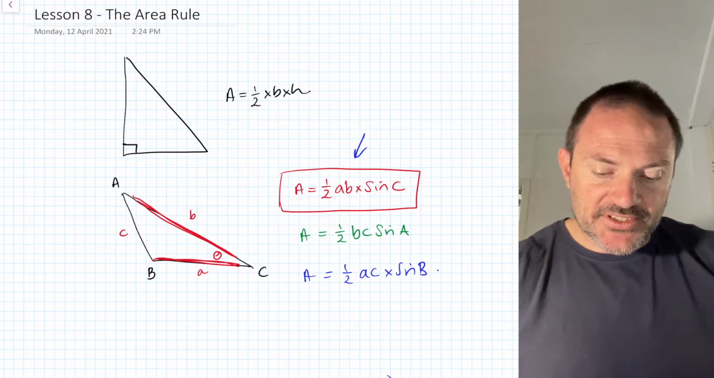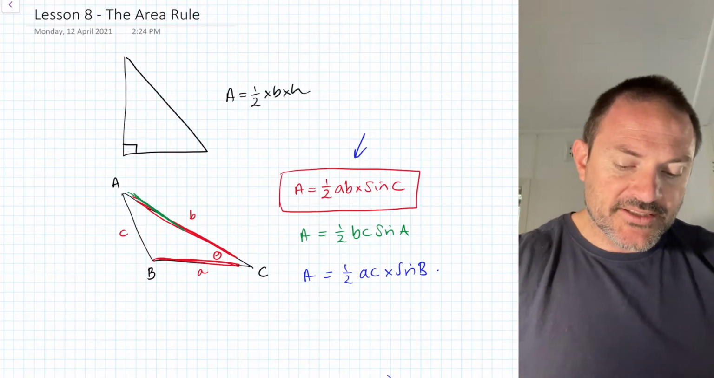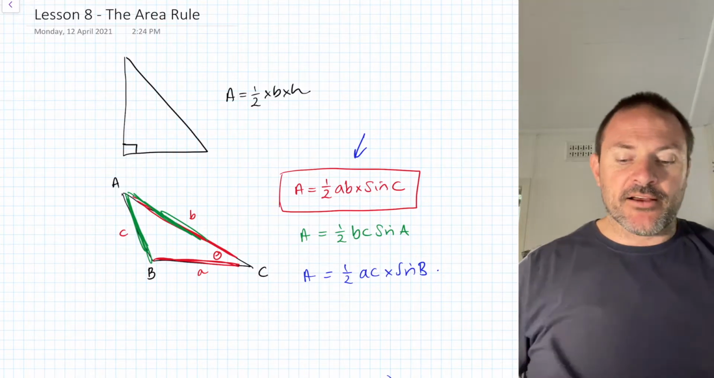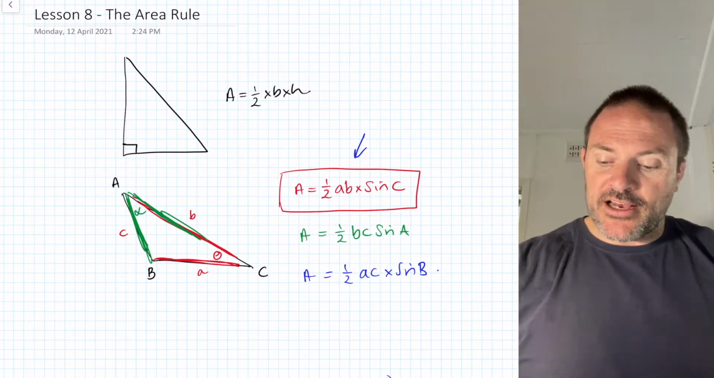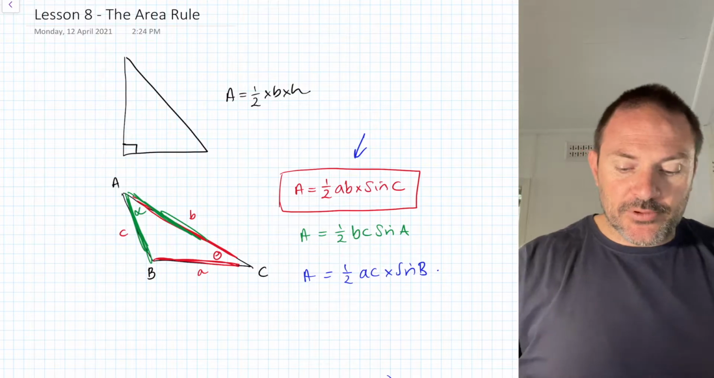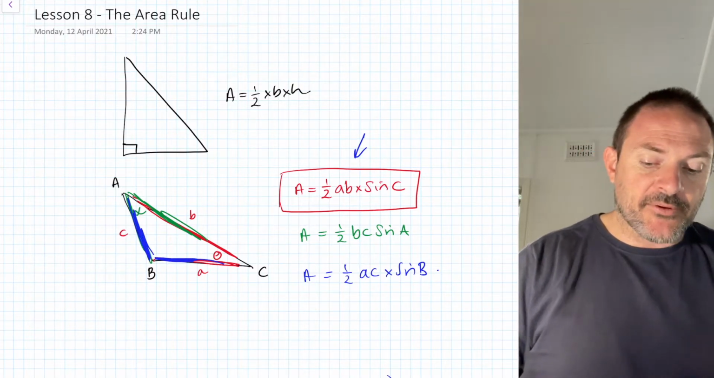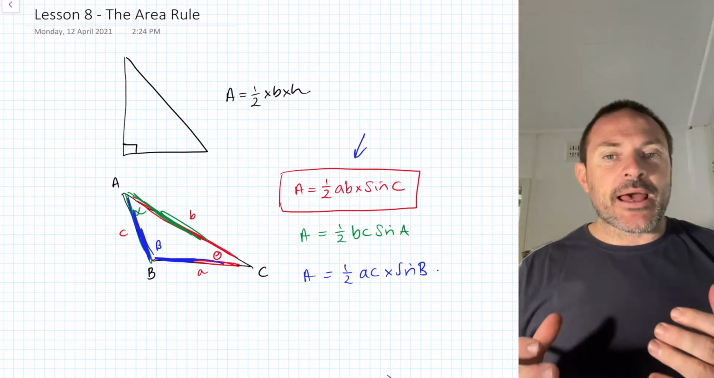Half B times C, so we'll do B and C in green, and then sine of A. Let's use alpha. Well, that's interesting. And what about the last one? A and C in blue times sine of B. We'll use that as beta. Can you sort of see what's happening here?